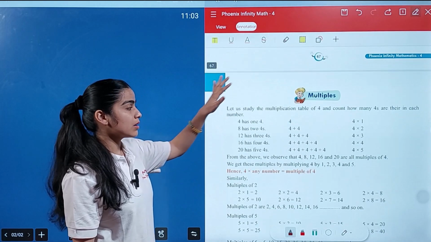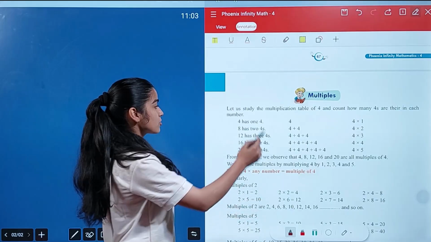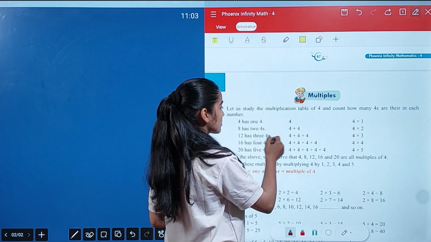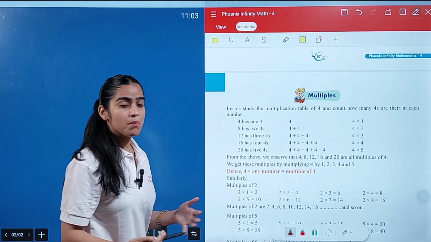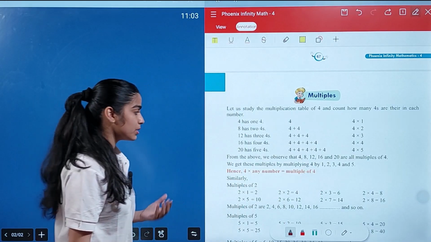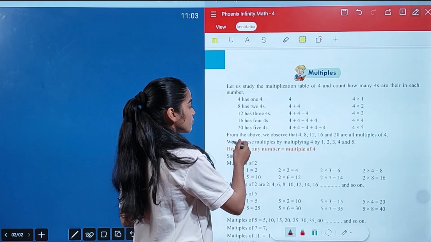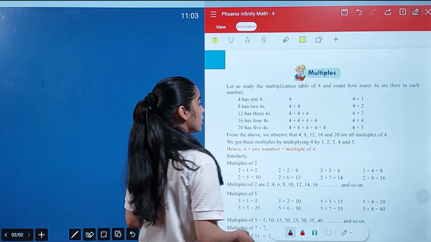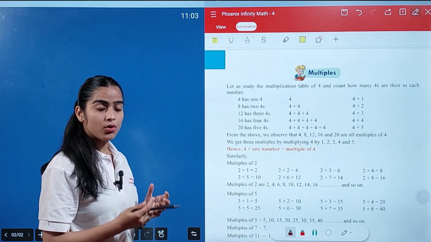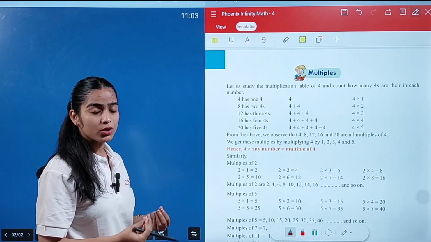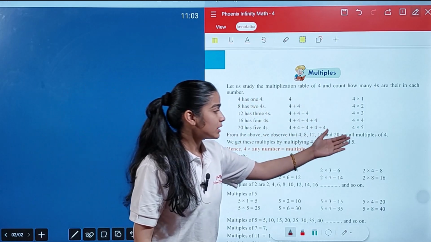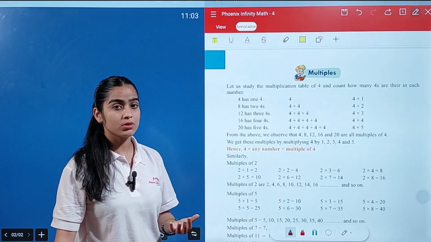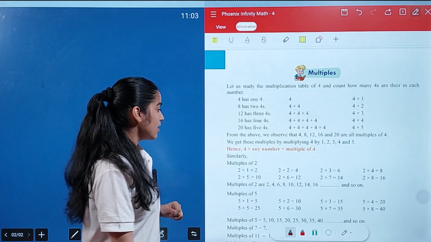Now we are discussing the multiples. So 4 has 1 four, 8 has 2 fours, 12 has 3 fours. You can simply say when we multiply a number with a number, that is your multiple. So from the above, we observe that 4, 8, 12, 16 and 20 are all multiples of 4. If you want to find the multiples of 4, you just have to multiply 4 with different numbers. The numbers you get as the product are your multiples of 4.